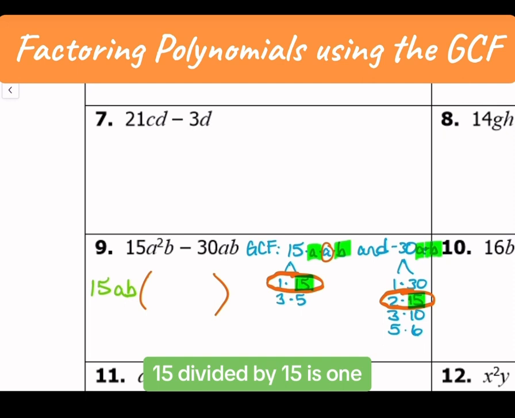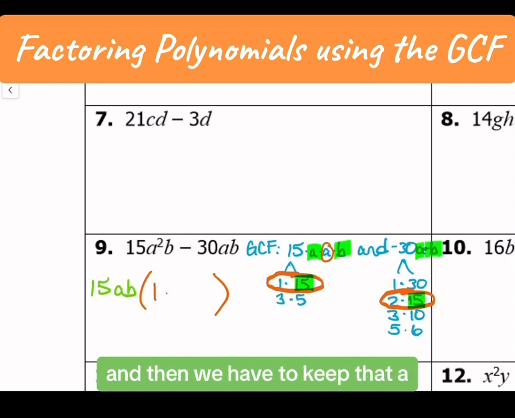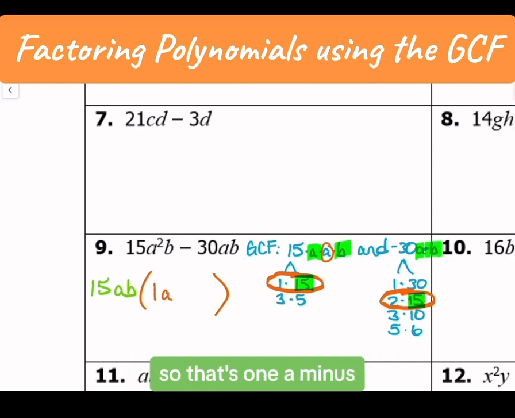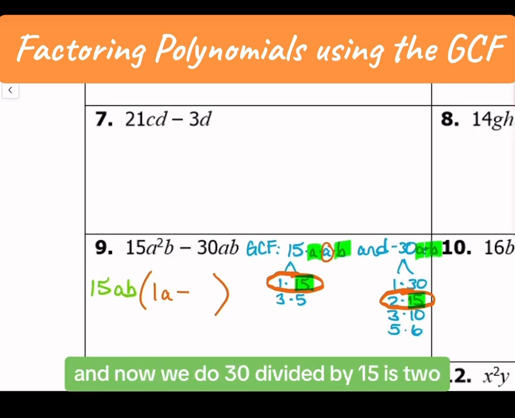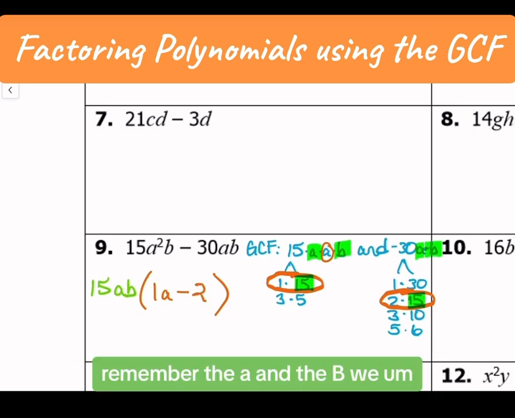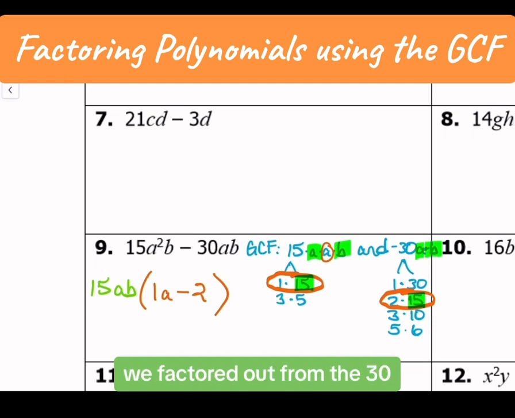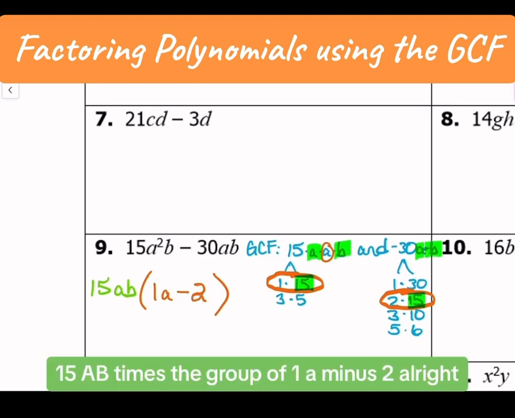15 divided by 15 is 1, and then we have to keep that A, so that's 1A, minus, and now we do 30 divided by 15 is 2. And remember, the A and the B, we factored out from the 30, so our final answer is going to be 15AB times the group of 1A minus 2.